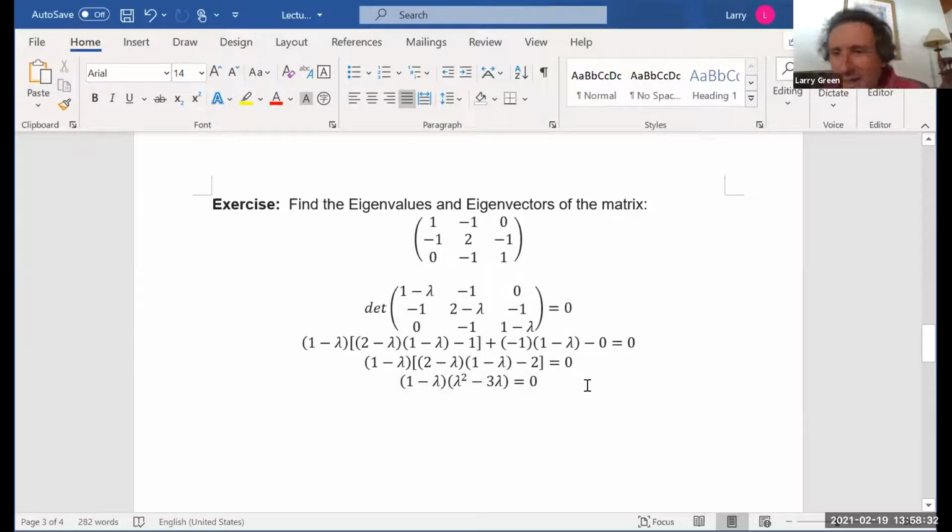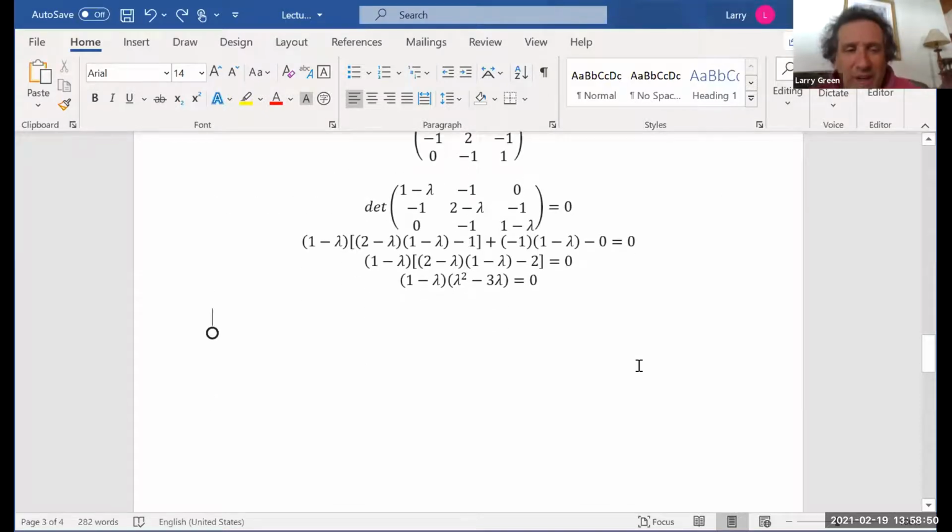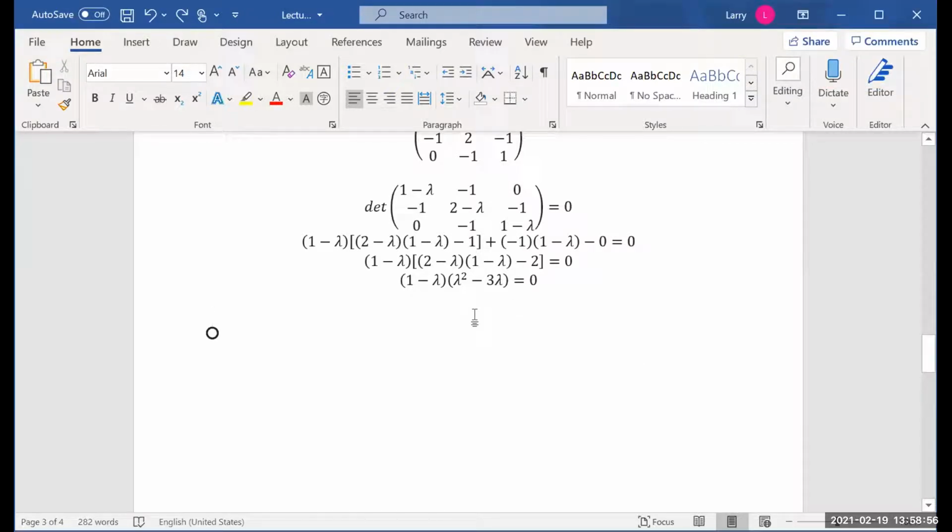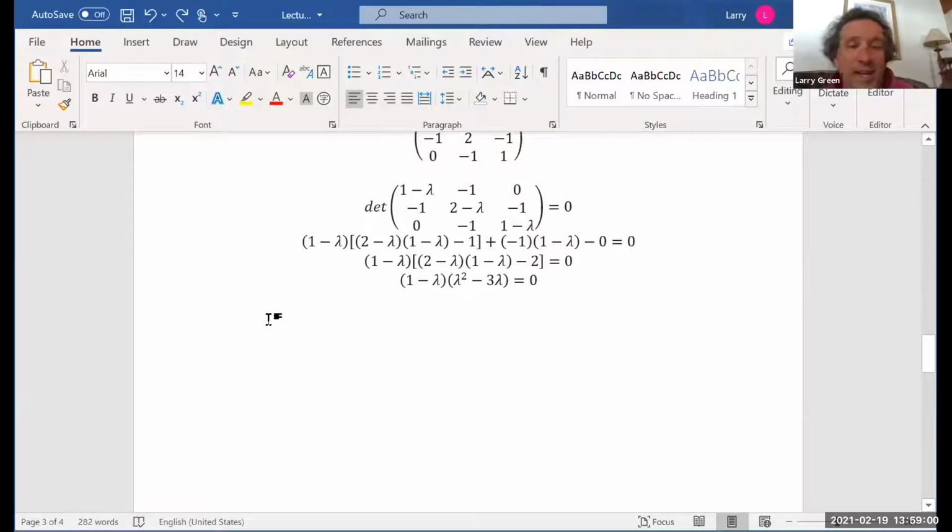I'm a little worried because then I get the 0, 1, 3. Because now lambda squared minus 3 lambda is lambda times lambda minus 3. So then we get lambda equals 0, lambda equals 1, or lambda equals 3. So are you convinced that this can get quite messy? Yeah. Imagine if it was a 10 by 10. Okay, so just a warning.